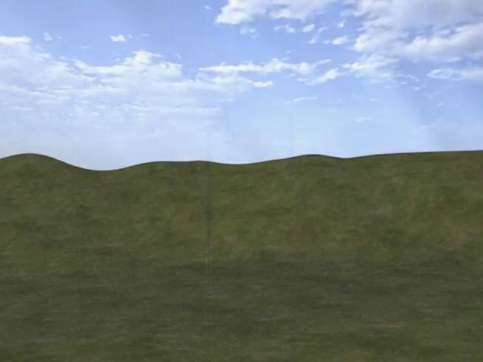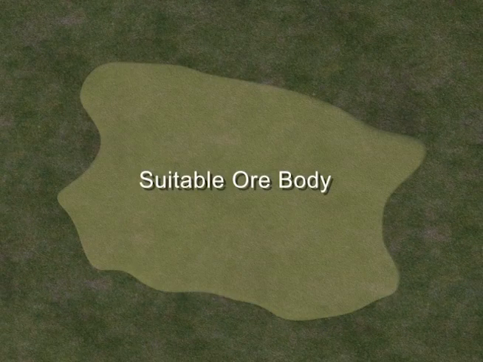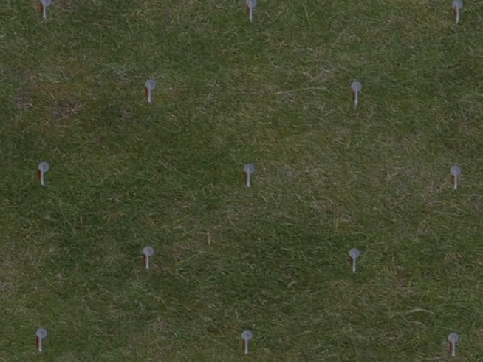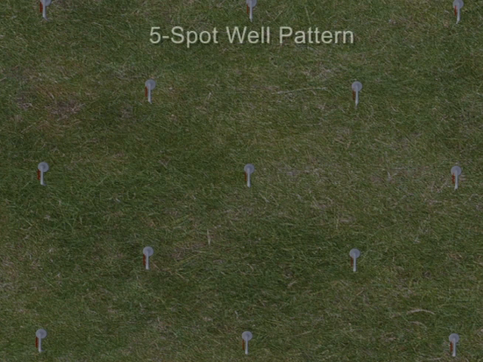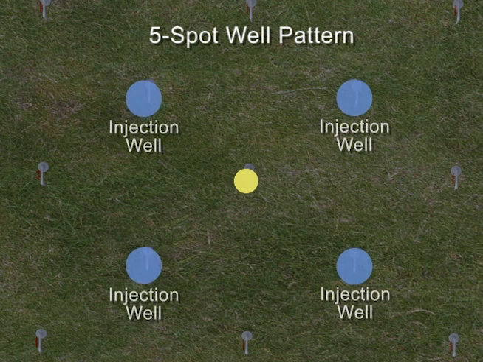Once an ore body has been determined to be suitable for ISL and permits obtained, a well field is installed with injection and extraction wells designed and constructed to isolate specific zones. A common well pattern used in ISL mining is the 5-spot pattern. This consists of a single extraction well, also called a production or recovery well, surrounded by 4 injection wells.